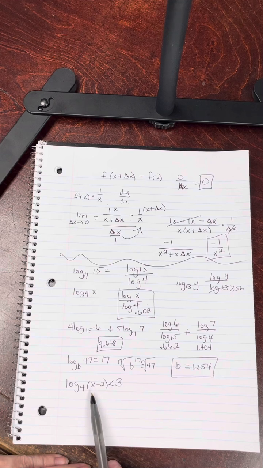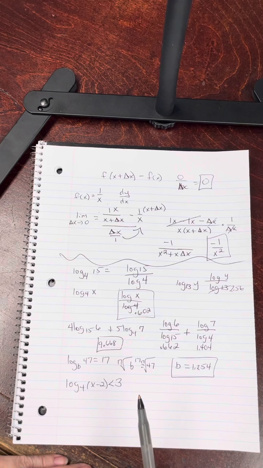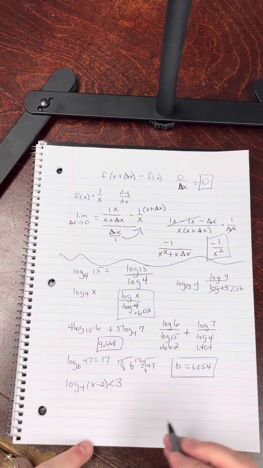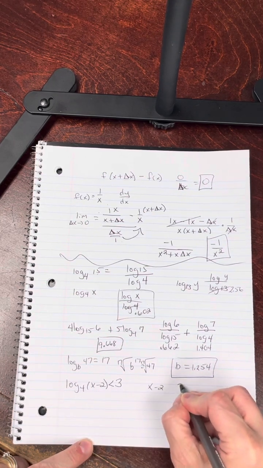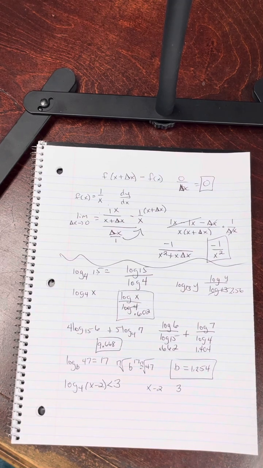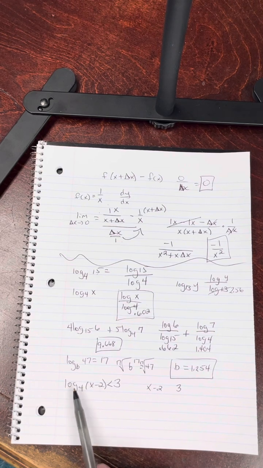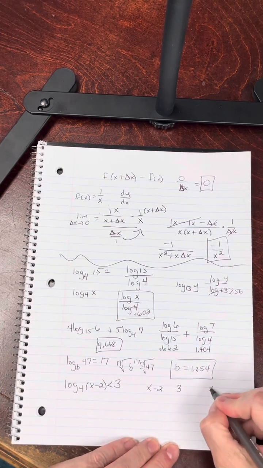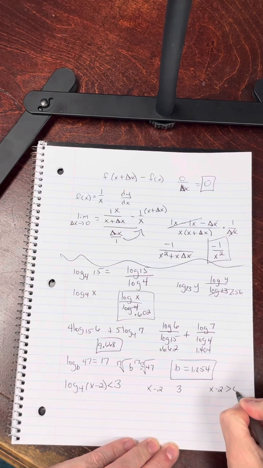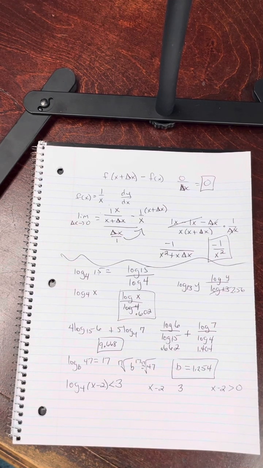Now, with absolute values, we learned that we had two different versions that we needed to do to answer the problem. This is sort of similar in the fact that we are going to solve x minus 2 in a relationship with the 3, but we also have to solve what this part is. It can't be negative. Remember, log statements can't have negatives. So the other part I have to solve is that this has to be greater than 0 as part of my answer.